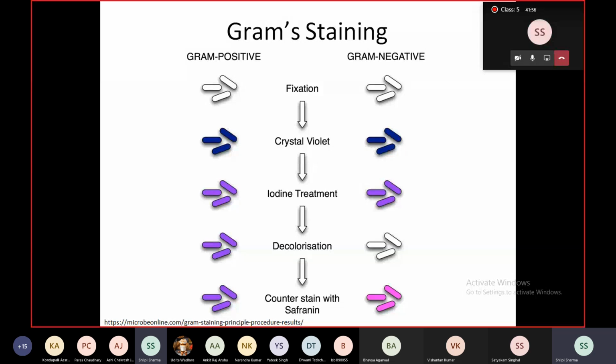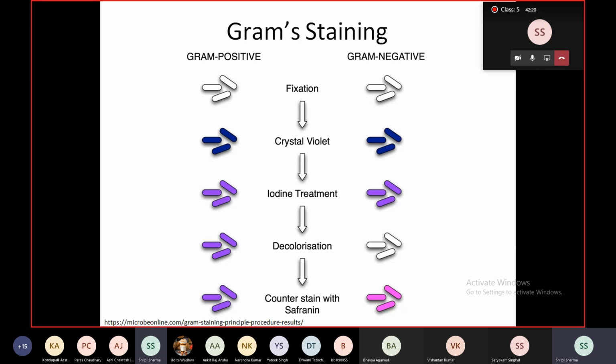So if you miss out on the step of iodine treatment, what happens is when you do the subsequent washes and treatment, the crystal violet which has entered the cell will exit the cell and you will no longer be able to see the violet color. So this process is called fixing the dye. It's a mordant. Okay.